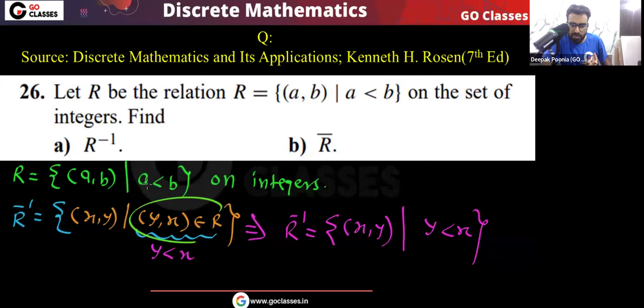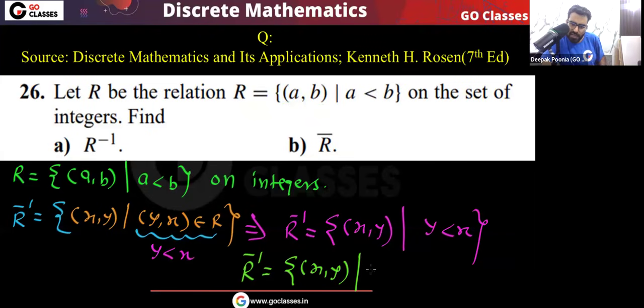Okay. Now, what does (y, x) belonging to R actually mean? You can see (a, b) belongs to R means the first element is less than the second element. So (y, x) belonging to R means y is less than x. The same thing I can also write like this: R inverse is (x, y) such that y is less than x. Or I can simply write that R inverse is (x, y) such that x is greater than y. That's it. So R inverse will be (x, y) such that the first element is greater than the second element.